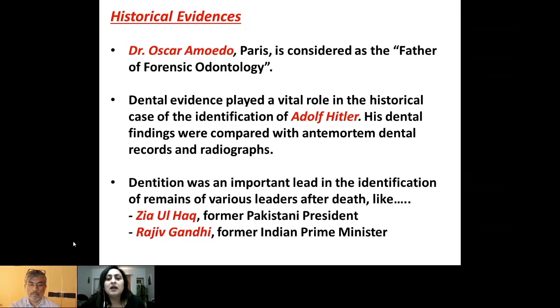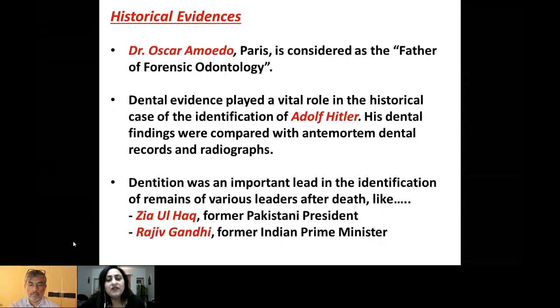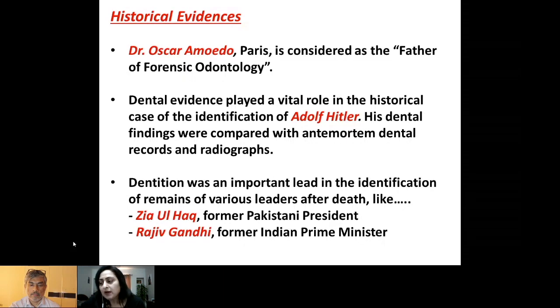They were confirmed as the remnants of Adolf Hitler. Dentition was an important lead in the identification of remains of various leaders after death, like Zia-ul-Haq, the former Pakistani president, and Rajiv Gandhi, the former Indian prime minister. And in 2003, the 2 sons of Saddam Hussein were killed by the US military in Mosul. Numerous missile attacks had severely disfigured the bodies. Both the bodies of Uday and Qusay were identified positively from their dental records.